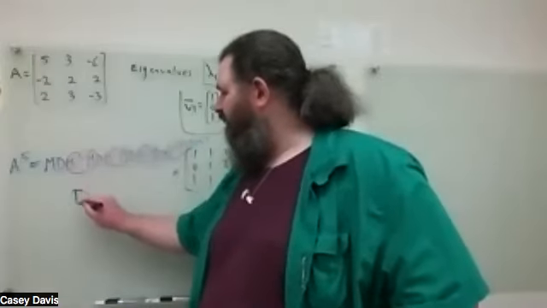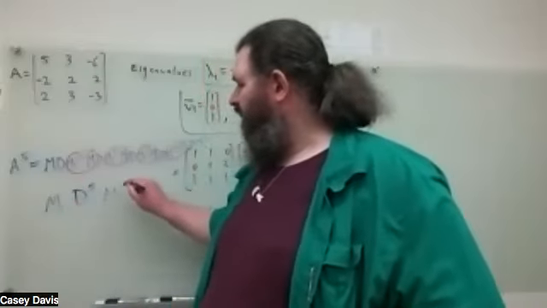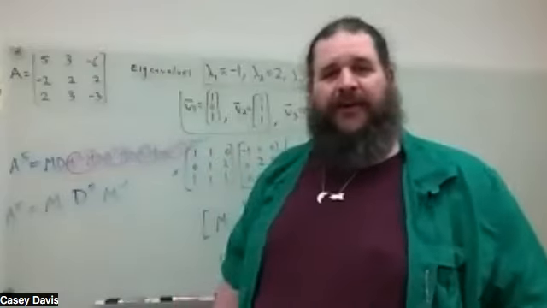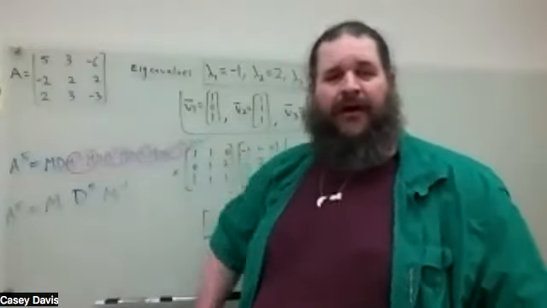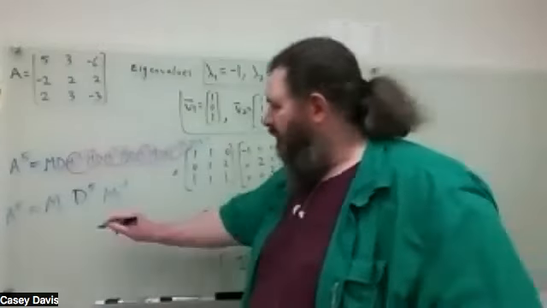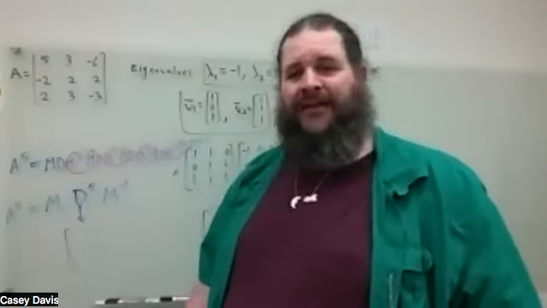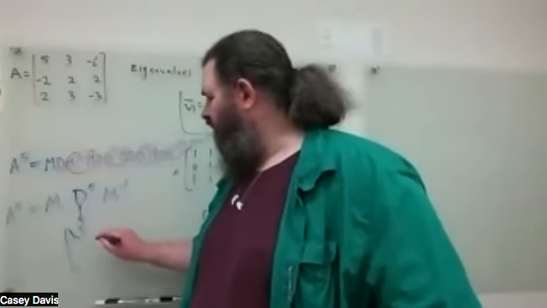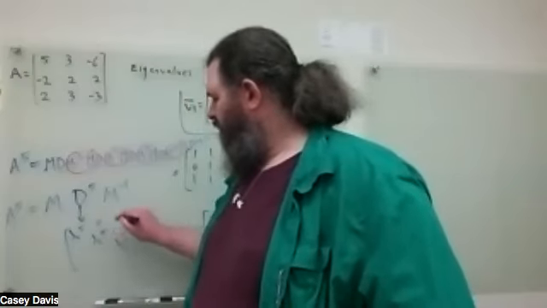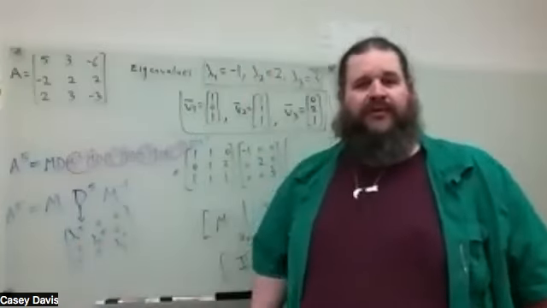That is D to the 5th, flanked by a single M on the left and a single M inverse on the right. And this might look like we haven't really simplified things because we still have a matrix raised to a large power. But for a purely diagonal matrix, the result is just everything on the main diagonal to that power. Lambda 1 to the 5th, lambda 2 to the 5th, lambda 3 to the 5th. And raising individual numbers to the 5th power is easy.